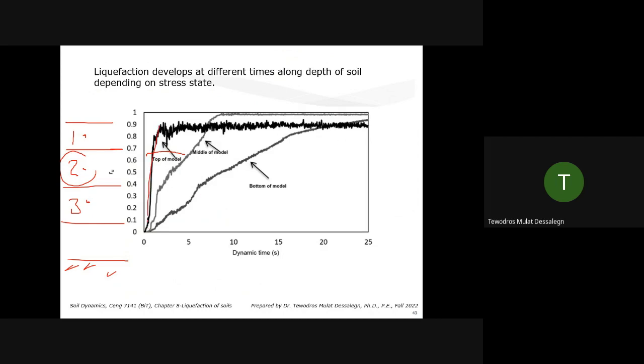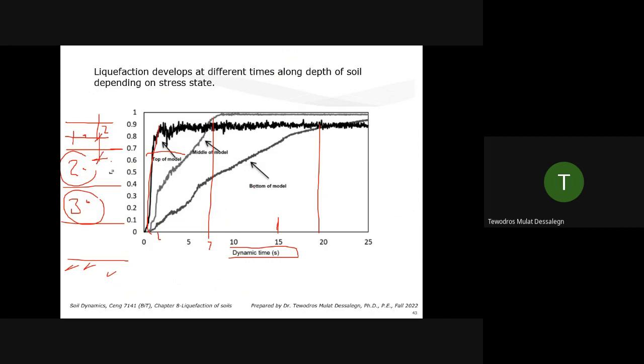So this one happened around 2 seconds, this one around 7 seconds, and this one around 20 seconds. If we don't have enough shaking, this is the dynamic time history of shaking. If the earthquake is for 15 seconds, we may not even see liquefaction in the third layer. So the state of liquefaction depends on the initial stress state. And usually the observation is that it occurs at depths below a certain level, below 2 meters or something like that. That's the critical depth where it reaches quickly and liquefaction starts.